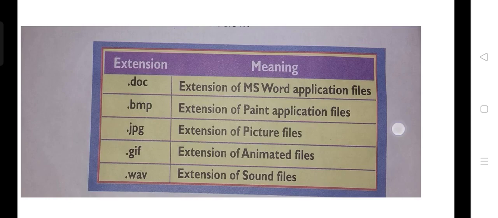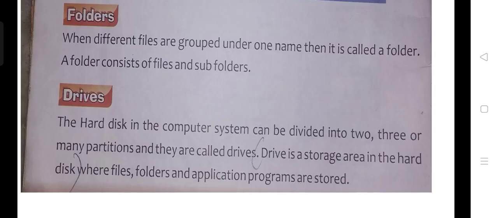Then as I told you, what is folder? What is file? File is a collection of information. Then what is folder? It is a collection of files. When different files are grouped under one name, then it is called a folder. A folder consists of files and subfolders. Furthermore, folders also can be stored under one folder.